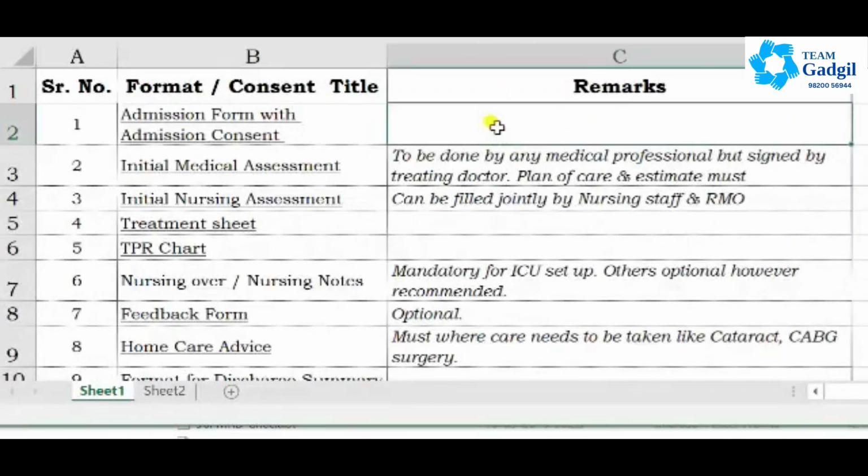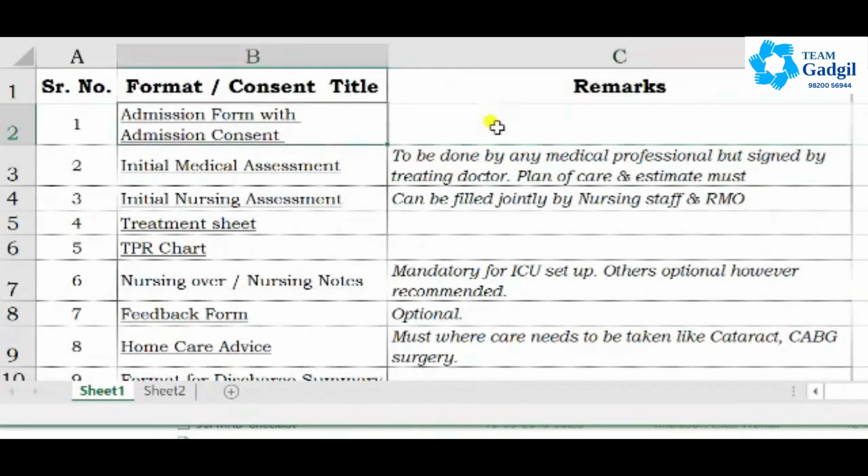Good evening. Now we are looking at various formats that you need to prepare and their applicability. Once a patient comes to you and you are sure that this patient can be treated at your hospital, you can get this form filled in. Make sure that even the consent which is associated is also a part of it.